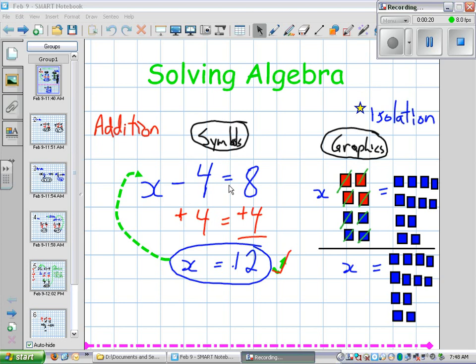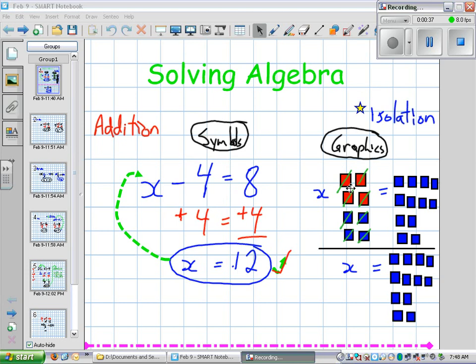Alright, so solving with addition right now, you can see this in the example used in class on Monday. We had x minus 4 equals 8, and what I ended up doing was adding 4 to each side to try and get the x by itself. Isolation is the technique that's used. When I add 4 to this side, it's going to cause the other side to cancel out. So 8 plus 4 then is 12, x equals 12.